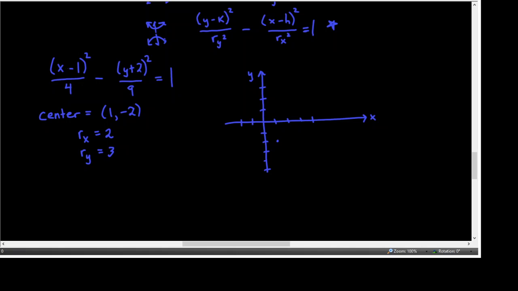Then the x radius is 2, so from the center I'm going to move right 2 and left 2. The y radius is 3, so I'm going to move from the center up 1, 2, 3, and down 1, 2, 3. And so far this looks a whole lot like what we did for the ellipse, but with the minus between the fractions instead of plus. We're not drawing the ellipse that goes through those 4 points. Instead, we're going to draw a box that goes through those 4 points.